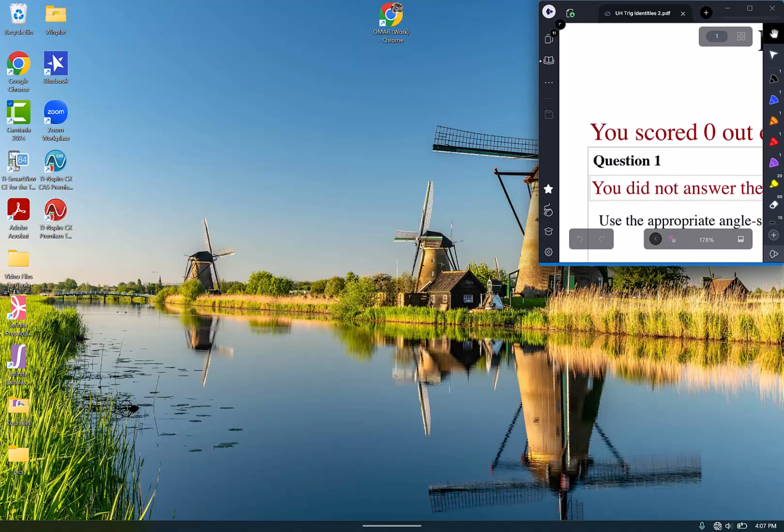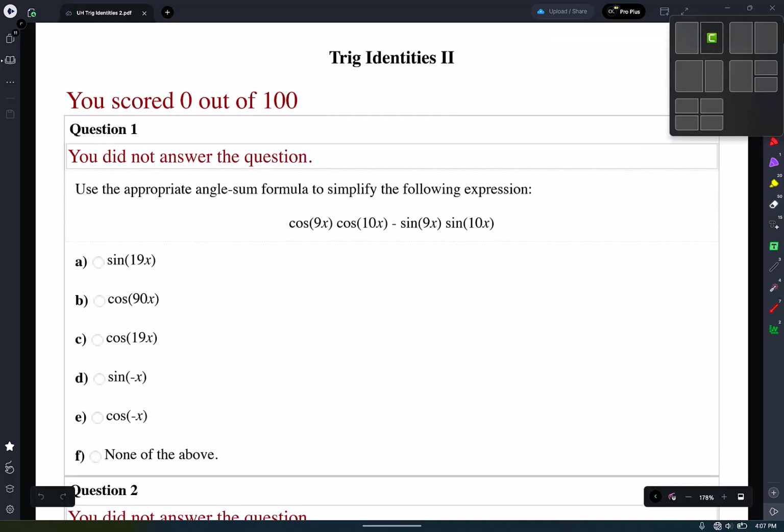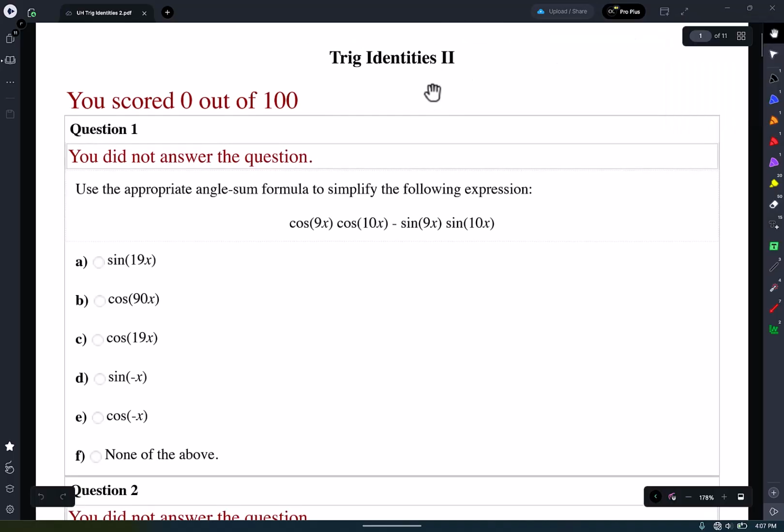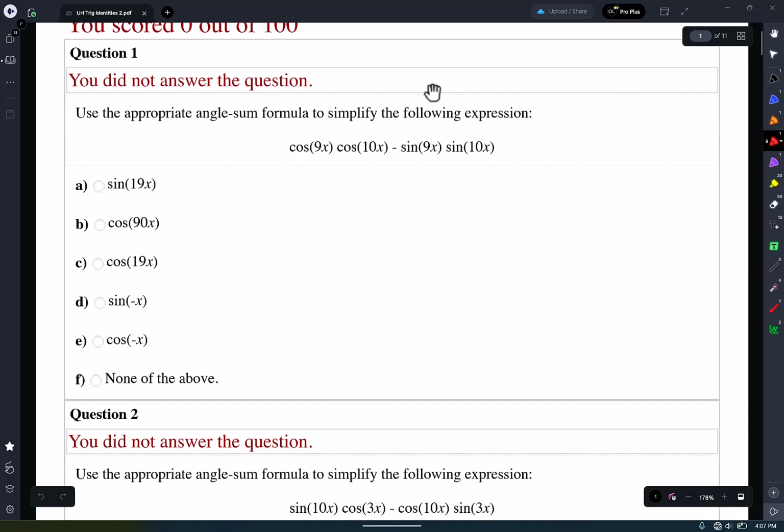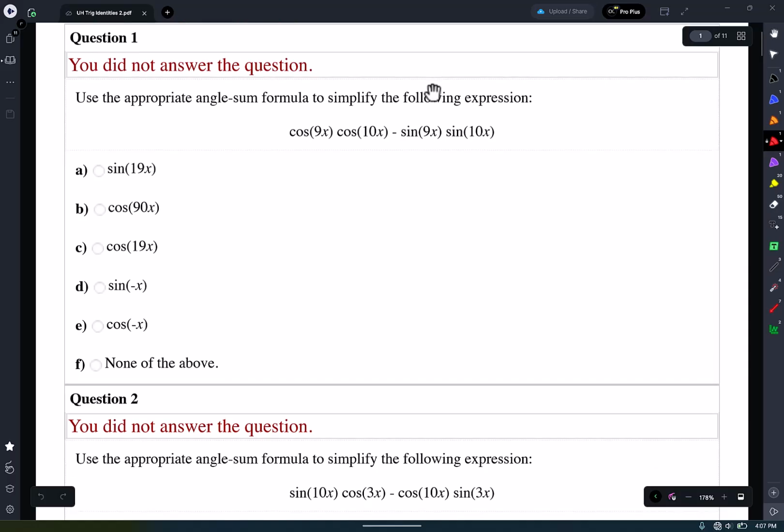UH Trig Identities 2. And here we go. Use the appropriate angle sum formulas to simplify the following expression.